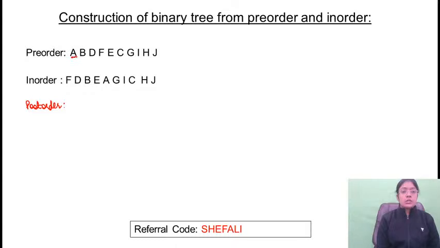Pre-order, first element will be the root. So A will be the root. On the left, we have 4 elements. On the right, we have 5 elements. So among these, B is coming first. From the right subtree, C is coming first. And B के left में 2 elements are there. And on the right, 1 element is there, that is E.